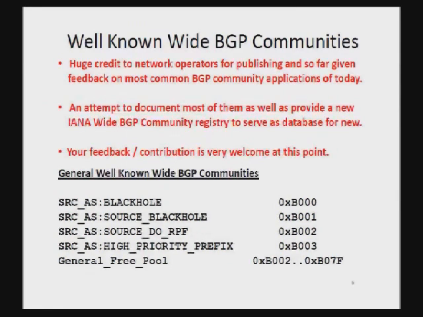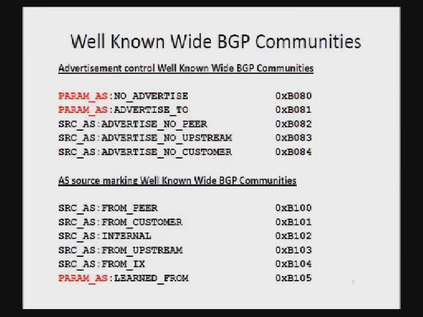I already get some good feedback from a lot of operators, but I need more. I mean, the more we have, the better the outcome can be. So far I defined the black hole with the source AS. So basically I defined that I want the black hole only if the source AS matches. Source black hole, basically on the direction from the customer to the network. Source RPF, and higher priority prefix.